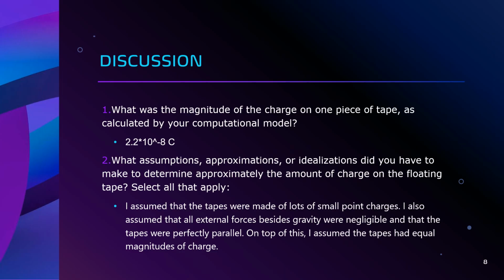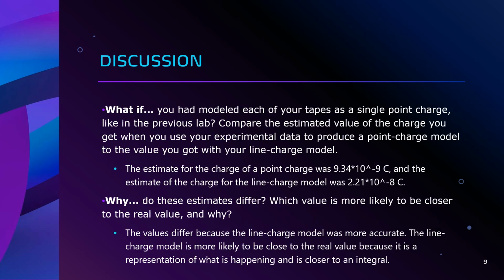For the discussion, what was the magnitude of the charge on one piece of tape? That is 2.2 times 10 to the negative 8th coulombs. What assumptions, approximations, or idealizations did I have? I assumed that the tapes are made of lots of small point charges. I also assumed that all external forces besides gravity were negligible. I assumed that the tapes were perfectly parallel to each other. And I also assumed the tapes had equal magnitudes of charges on them.